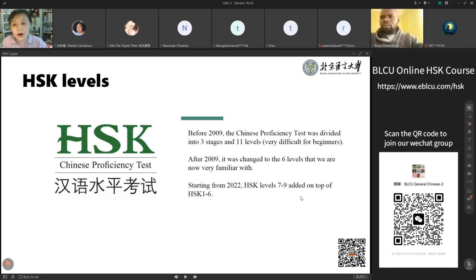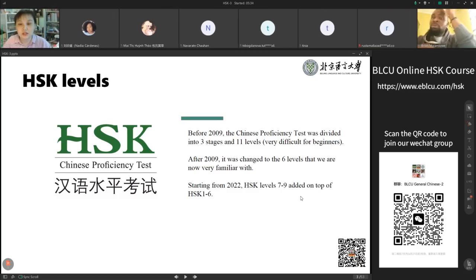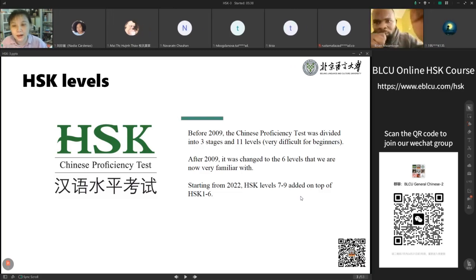And starting from 2022, the HSK levels added HSK 7 to 9 on top of HSK 1 to 6, which makes it a 9 levels test right now. But HSK 1 to 6 are still the most common levels for Chinese learners to take.